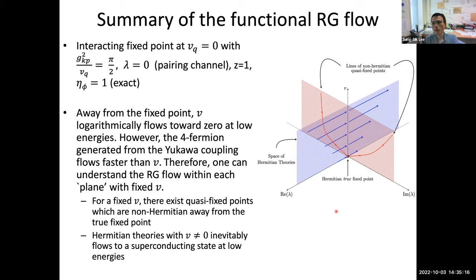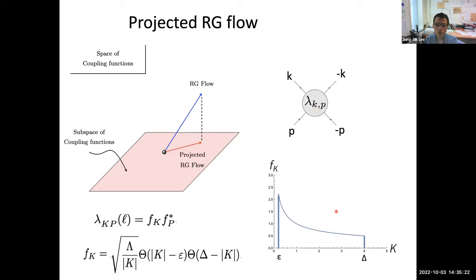Because this is a functional RG flow, it's rather hard to visualize. For the purpose of visualizing this RG, it's useful to think about projected RG flow. If you have an infinite dimensional space of coupling function, you think about some finite dimensional subspace of coupling function. Of course, if you start from some initial theory within this subspace, the actual RG flow takes you away from the subspace, right?